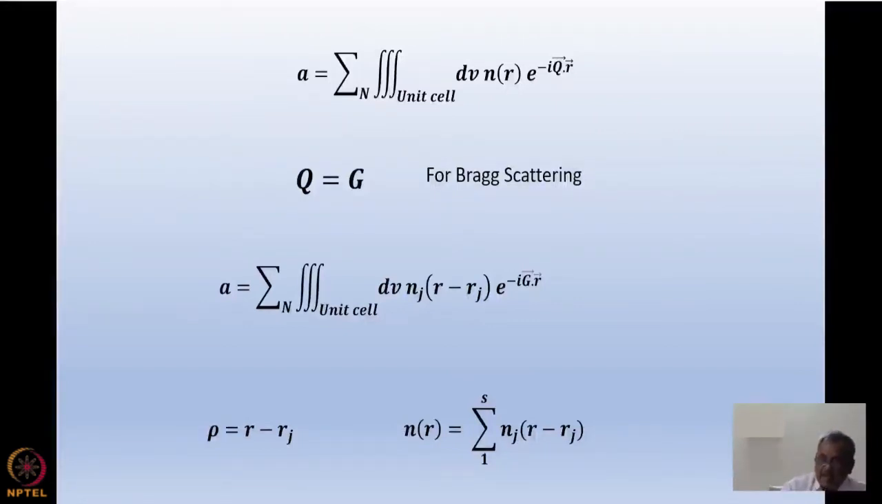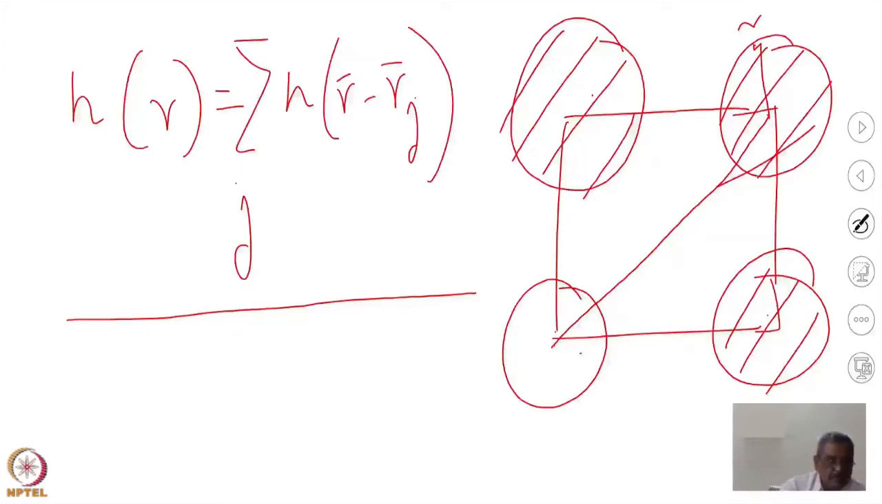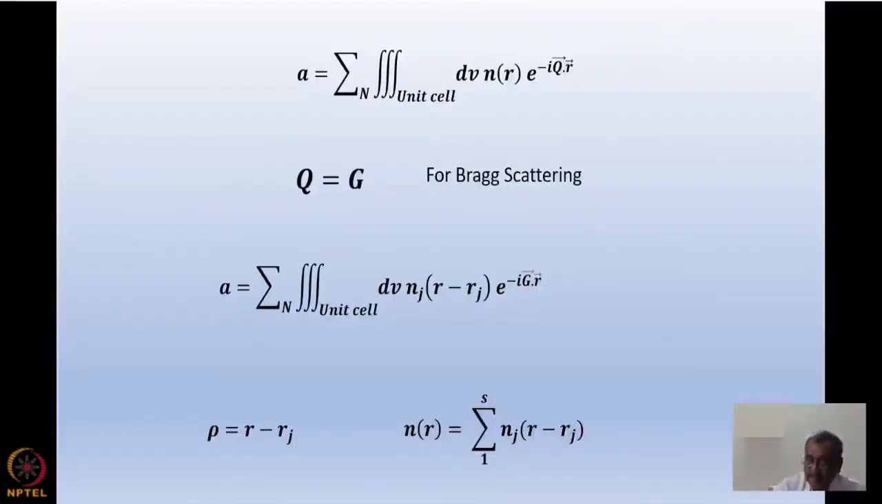So now I can write the scattering amplitude as the integration over unit cell, sum over all the unit cells, then the density, which I wrote as n of r minus Rj, and then e to the power minus i g dot r, because whenever the wave vector transfer q is equal to a reciprocal lattice vector, then only Bragg scattering takes place. I understand that you are familiar with the reciprocal lattice of a crystal lattice. This is given by the expressions in case of a cubic lattice.